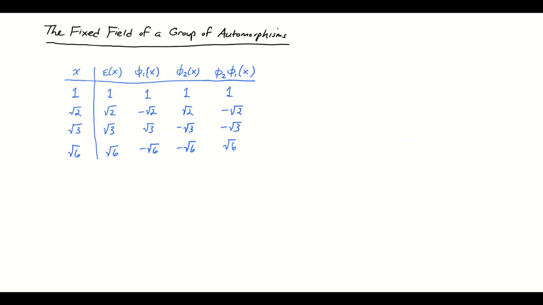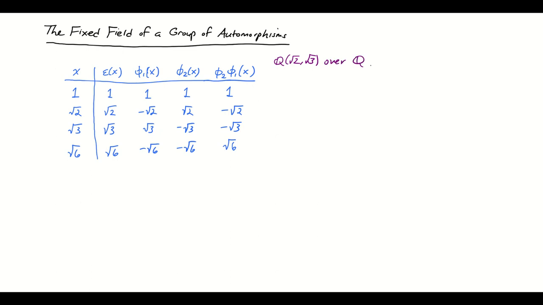In this video, we're going to talk about the fixed field of a group of automorphisms. In this table here, I've just represented all four of the automorphisms that we found in the previous video of the extension field Q adjoin root 2 and root 3. Let me write that down. So these are automorphisms of Q adjoin root 2 and root 3 over the rationals.